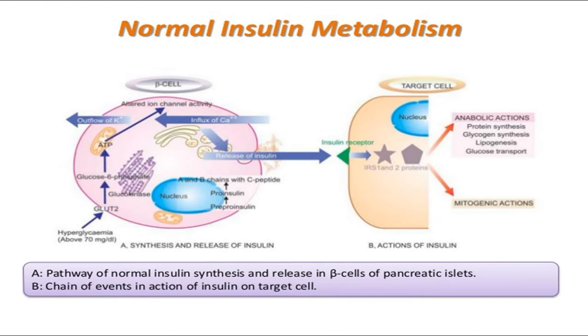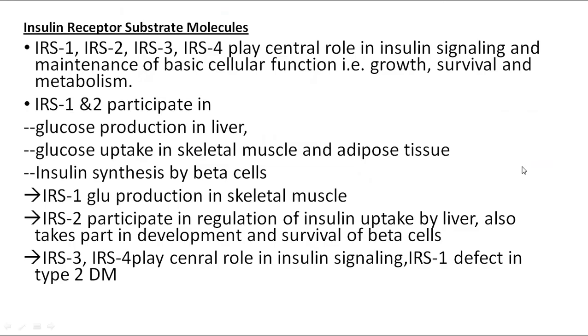So this diagram explains: on the left side are the beta cells of the pancreas and on the right side is the target cell. On the left side is the pathway of normal insulin synthesis and release in beta cells of the pancreatic islet cells. On the right side are the events in the action of insulin on the target cell: protein synthesis, glycogen synthesis, lipogenesis, glucose transport, and the various mitogenic actions.